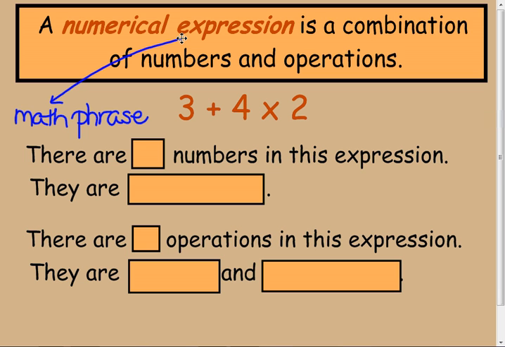You know what a phrase is? It's just part of a sentence, right? The brown dog. That's an expression. There's no action, there's no verb. So this is an expression because there's no equal sign, and how many numbers are there? 3. And the numbers are, you could write it down, 3, 4, and 2.